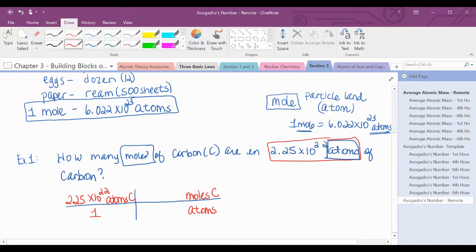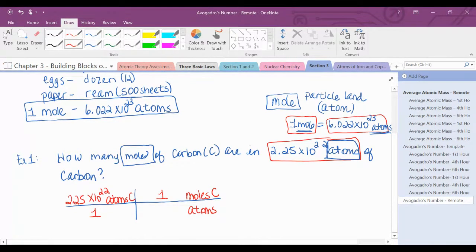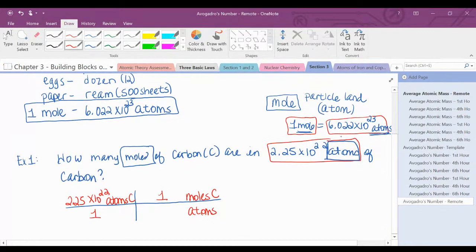Okay, so if I go back and look at my relationship, in front of moles we're going to put a 1. And in front of atoms, we're going to put the 6.022 times 10 to the 23rd. And this number is actually known as Avogadro's number.